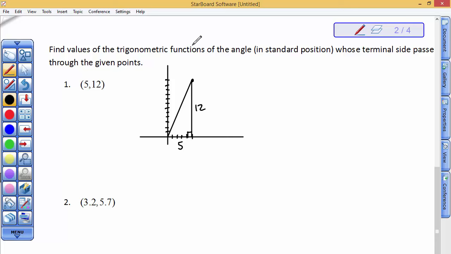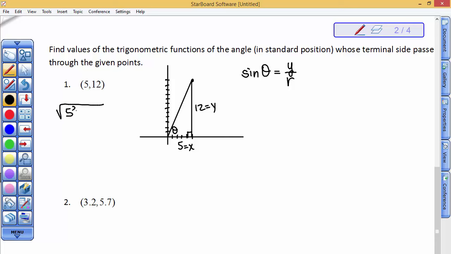I'm asking you to just find the values of the trig functions. What I mean is the fractions. So finding the values of the trig functions, if I want to know the sine of theta here, then I want to know what side y is divided by side r. Well, I gave you x in the ordered pair. I gave you y in this ordered pair.